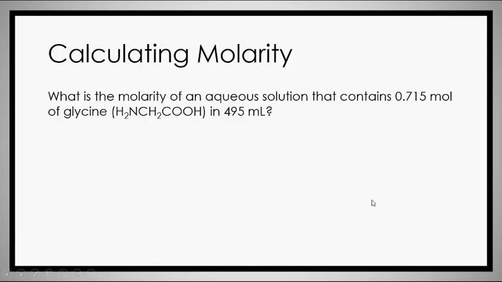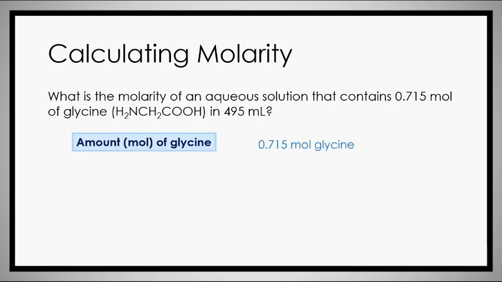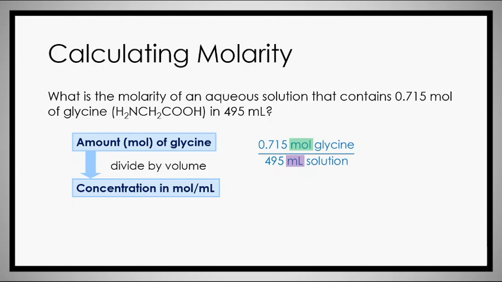For example, say we need to solve for the molarity of an aqueous solution that contains 0.715 moles of glycine in 495 milliliters. As I stated earlier, if we want to figure out the molarity, it needs to be in the form of moles per liter. Given here is 0.715 moles of glycine. To find molarity, you need to put it over the volume, but the only volume we're given here is 495 milliliters. So let's place that there as a placeholder for now.